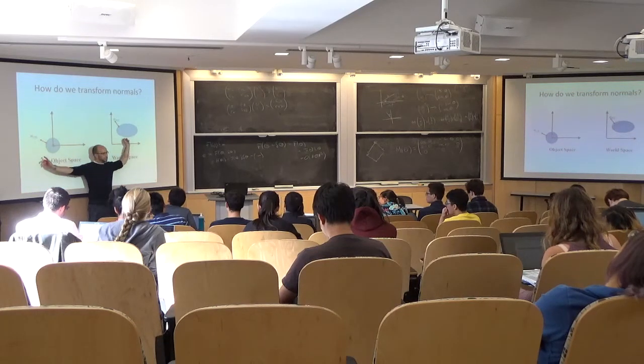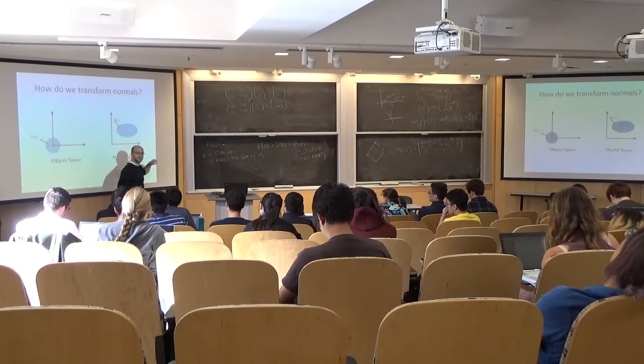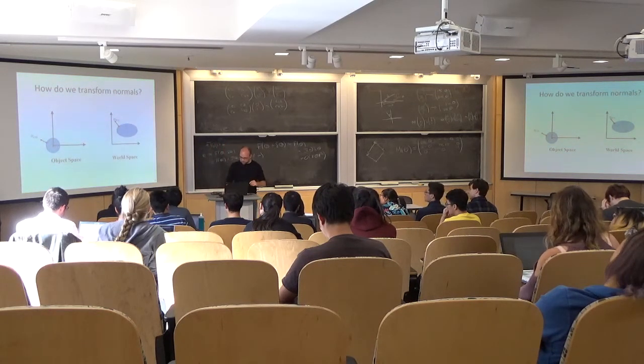But when you render, you would like the normals to be in world coordinates, and some pretty crazy things can happen. This is a subtlety that's kind of tricky. And indeed, transforming normals is actually a thing that's easy to get wrong.